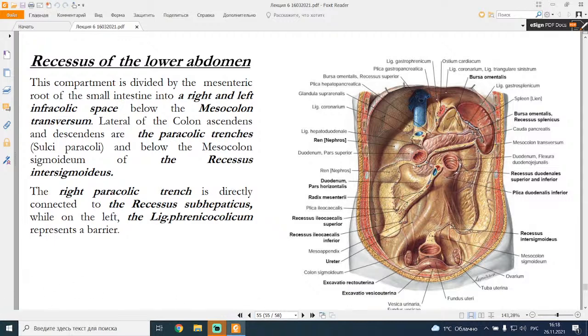while on the left the ligamentum phrenicocolicum represents a barrier.